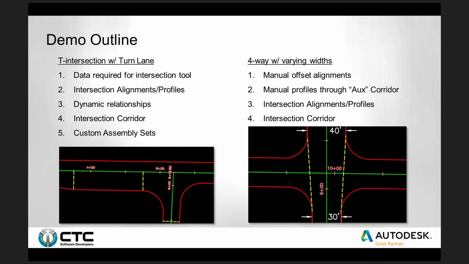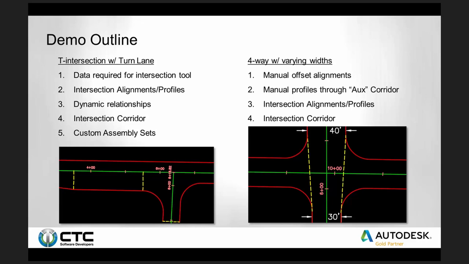We'll also create manual profiles through use of an auxiliary corridor. This is a fairly advanced concept where we define dynamic profiles for use. And then we'll go on and we'll make those intersection alignments and profiles like we did in the first example, and we'll also make the intersection corridor.